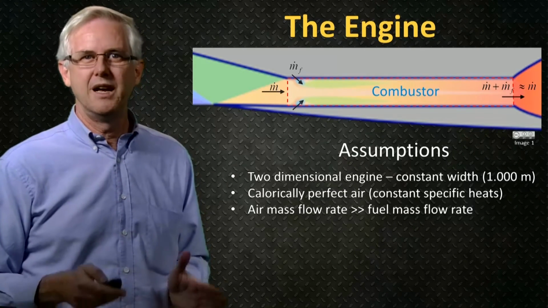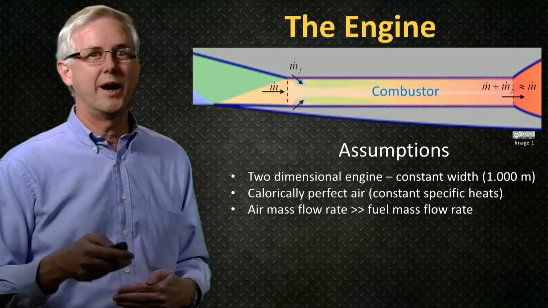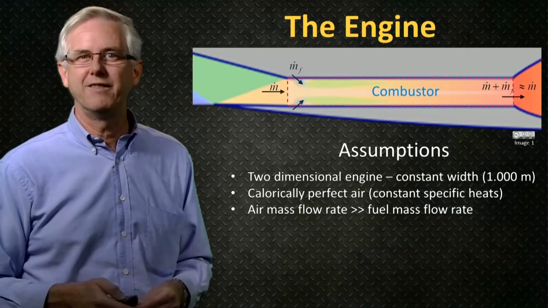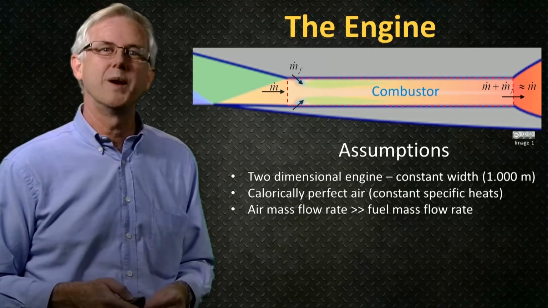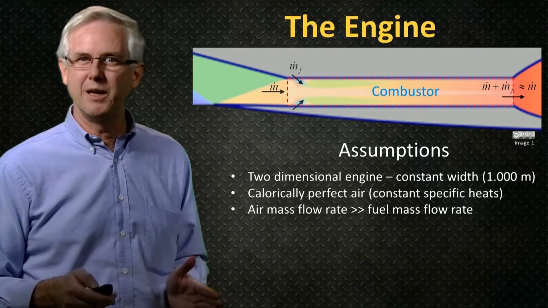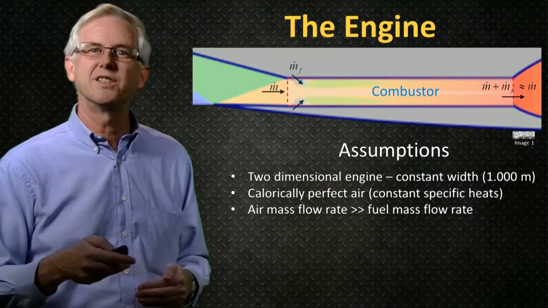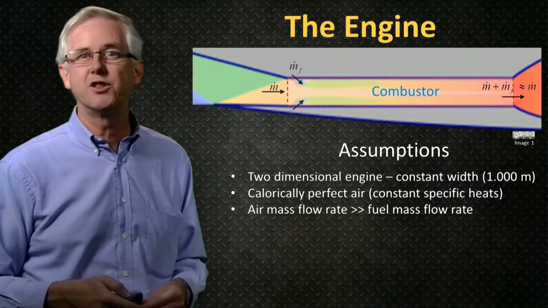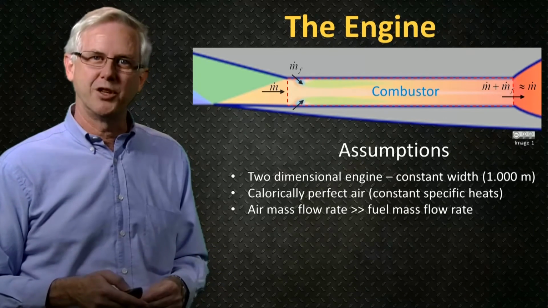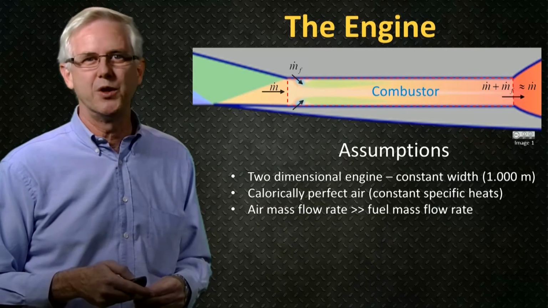Our assumption that the mass flow rate of fuel is small compared with the mass flow rate of air allows us to say that m dot plus m dot f is approximately equal to m dot. And our assumption that the air is calorically perfect means that we don't have to include how the fuel and its combustion products change the properties of the air. So the only effect of combustion will be an increase in the temperature of the air passing through the combustor.